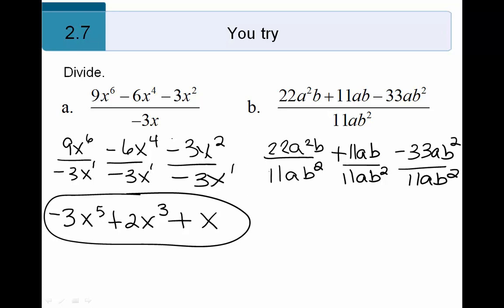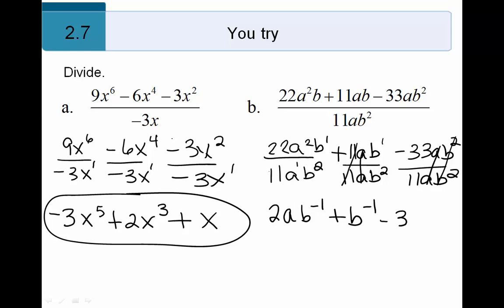22 divided by 11 is 2, so notice we have 2. A to the 2 minus 1 is just a to the first, but b to the 1 minus 2 is b to the negative 1. Okay, we'll take care of that negative exponent in a minute. A divided by a is 1. 11 divided by 11 is 1, so we just have b to the 1 minus 2, which will be b to the negative 1. Negative 33 divided by 11 is negative 3. A divided by a is 1. B squared divided by b squared is 1.